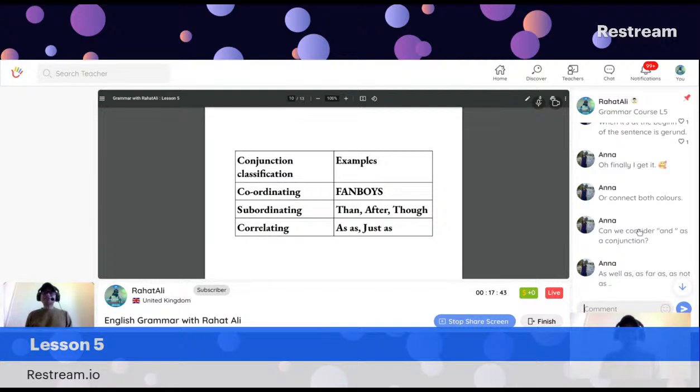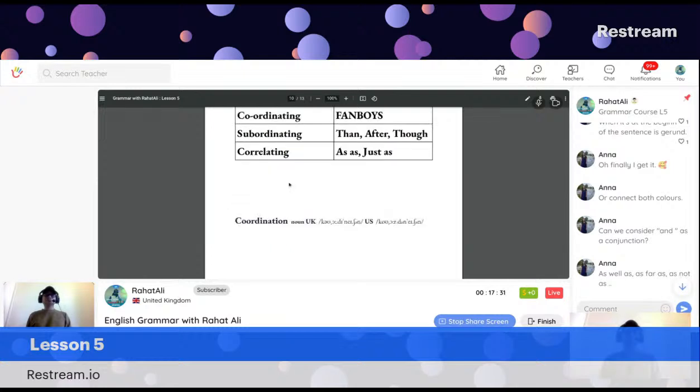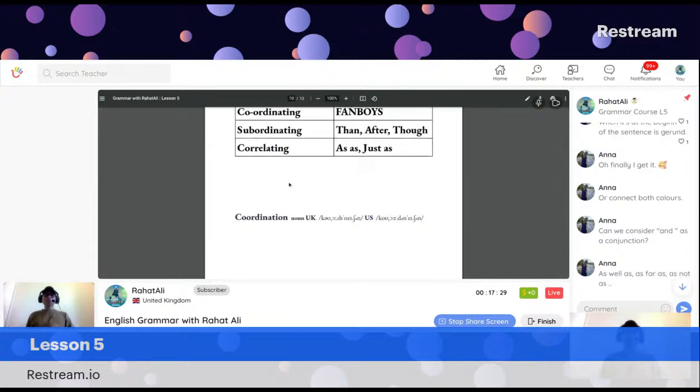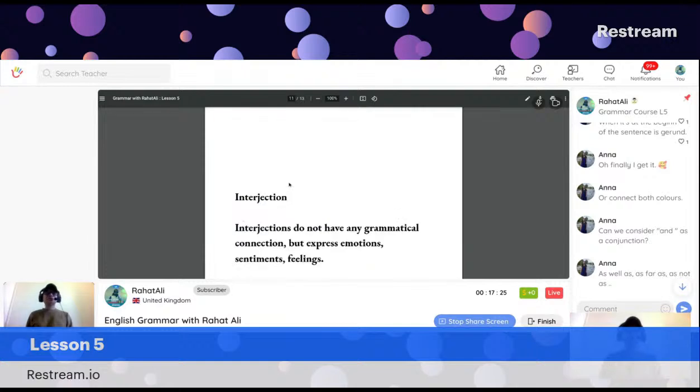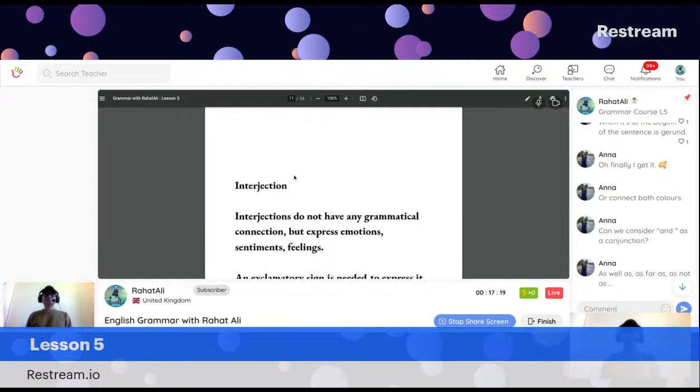As well as, as fast as, not as. Yes, very good, Anna. So these are some of the examples of the conjunctions. All right, so our last part of speech is interjection.